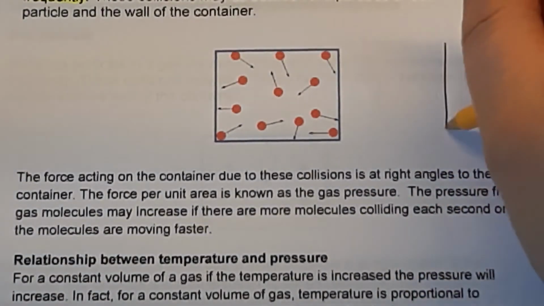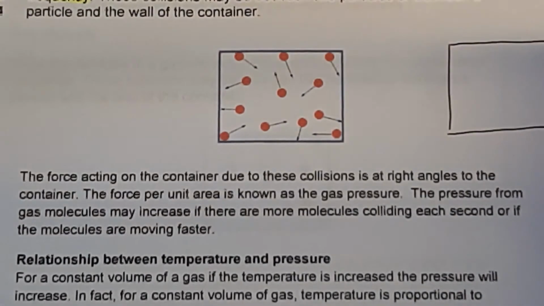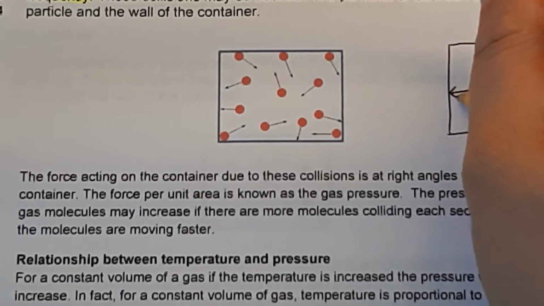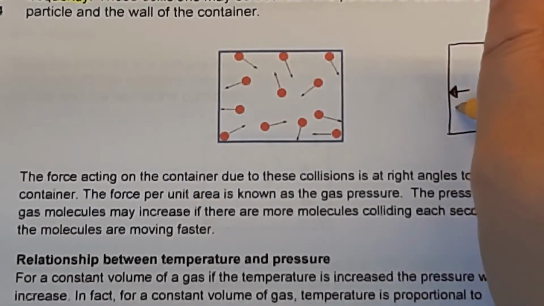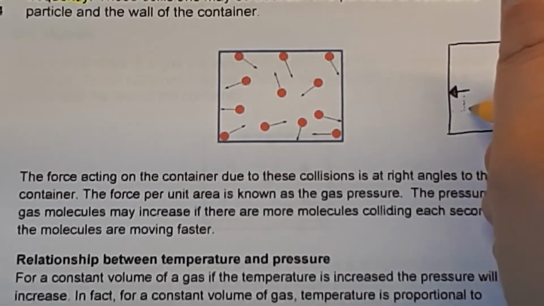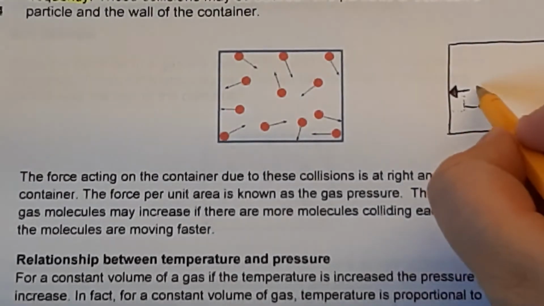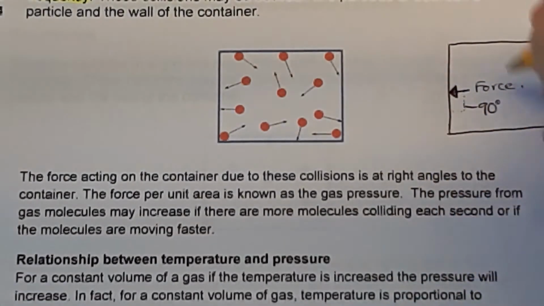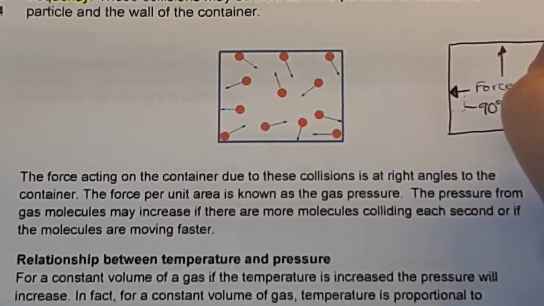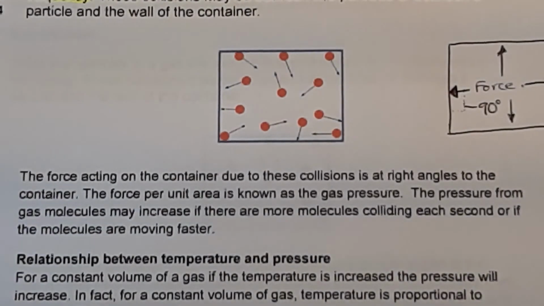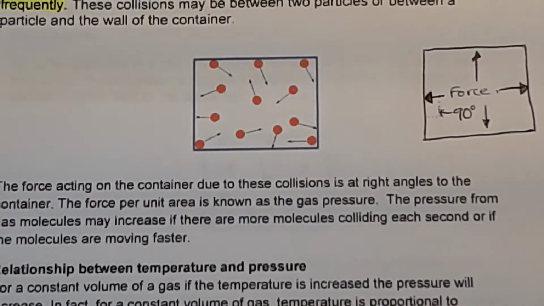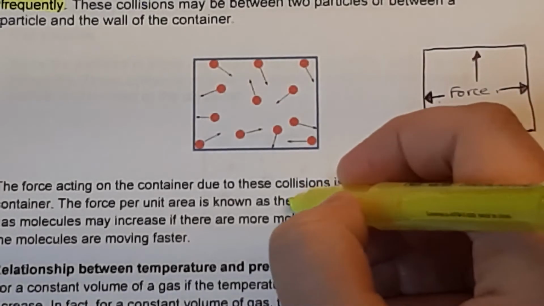So we have our container here. And we find that the force, on average, is pushing at right angles, or 90 degrees. Okay, so that is 90 degrees. And that's the force from the particles on average. And that force is exerted on all the sides of the container. So you can see that from the diagram here. This force per unit area is known as gas pressure.